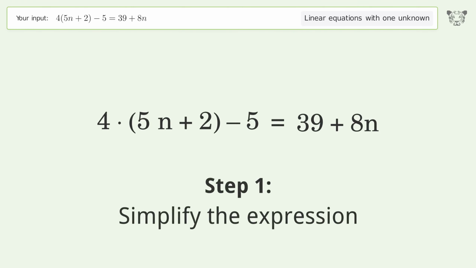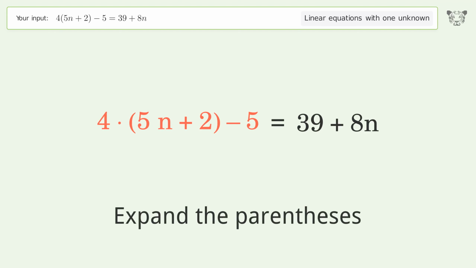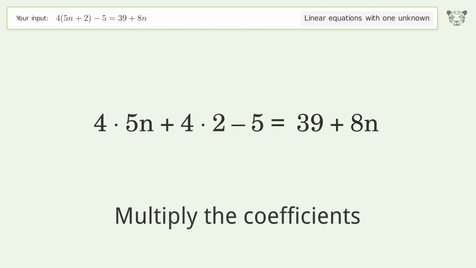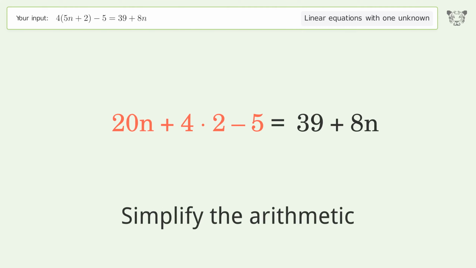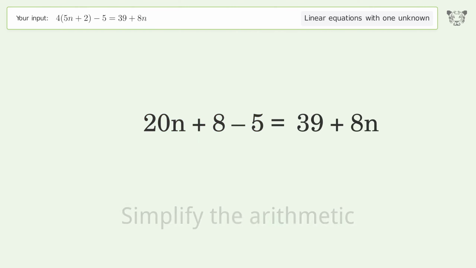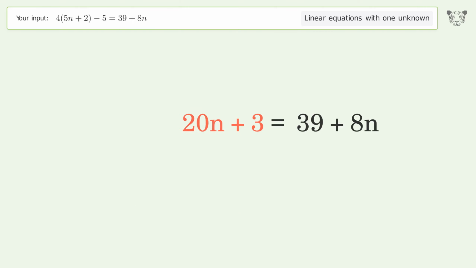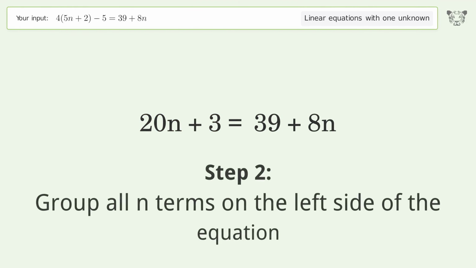Simplify the expression. Expand the parentheses. Multiply the coefficients. Simplify the arithmetic. Group all n terms on the left side of the equation.